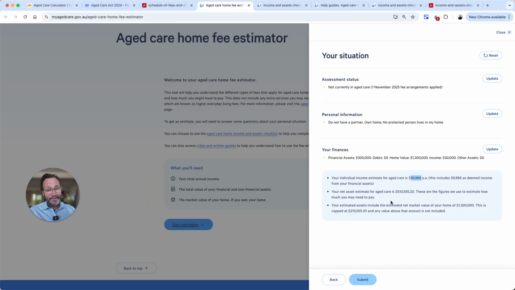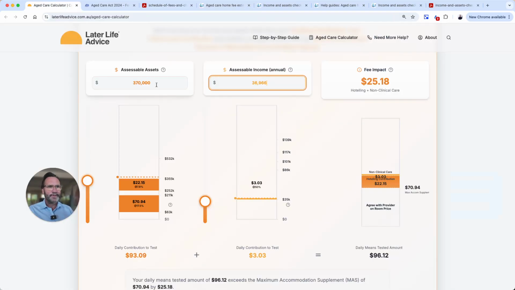Now the asset estimate is not just the $300,000 for the financial assets, but because there's no one living in the home, 210,555.20 is added to that to be an assessable asset. You can see the complexity of the calculation. So we're going to put here 510,555.20 in the assessable assets in the calculator.